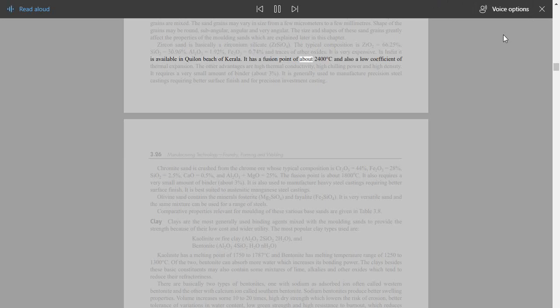It has a fusion point of about 2400 degrees Celsius, and also a low coefficient of thermal expansion. The other advantages are high thermal conductivity, high chilling power, and high density. It requires a very small amount of binder, about 3%. It is generally used to manufacture precision steel castings requiring better surface finish, and for precision investment casting.